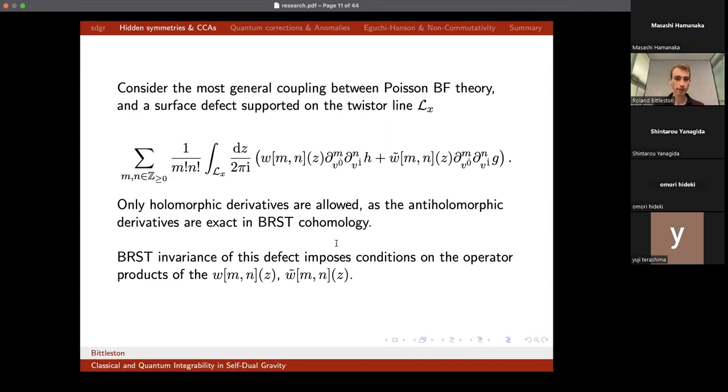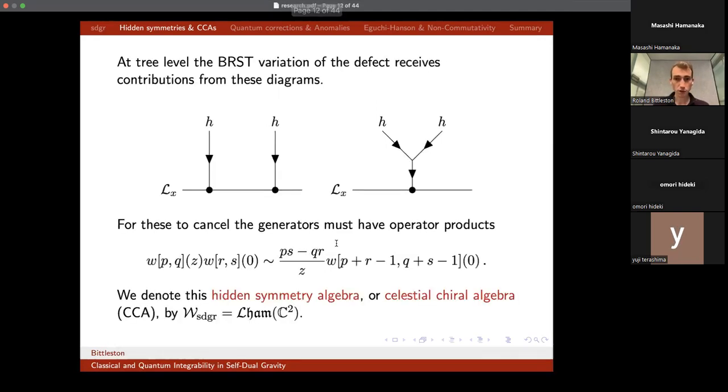And then we just require that the surface defect is BRST invariant. At tree level, there are two diagrams with two external H legs which contribute, and they are the following ones. In most examples, it's these two diagrams that give you the tree level OPEs or commutators. The BRST variation of this first diagram just picks out the residue of taking this point around this point, remembering that LX is a Riemann sphere. So this is really a two-dimensional space, this LX.